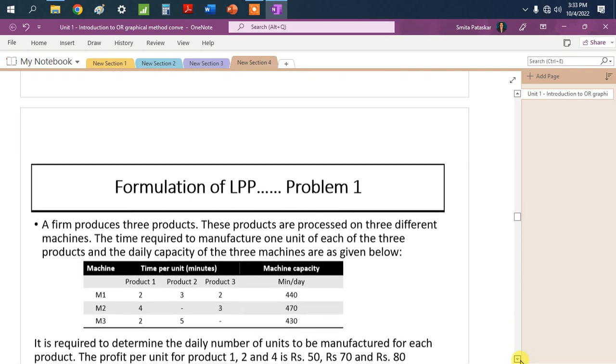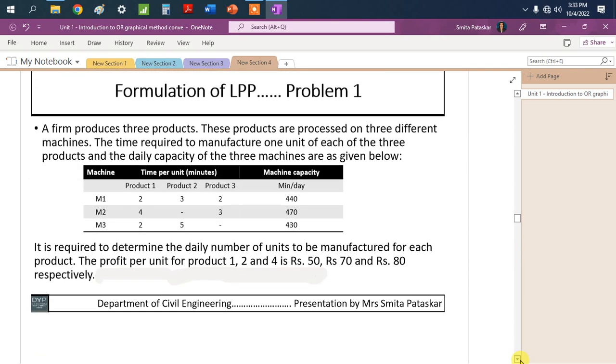So now with this example, let's formulate the LPP. A firm produces 3 products. These products are processed on 3 different machines. The time required to manufacture 1 unit of each of the 3 products and the daily capacity of the 3 machines are given as below. In this table the machine capacity, time per unit for manufacturing, and the profit for the 3 products 1, 2 and 3 are all given. Now we have to formulate the LPP.